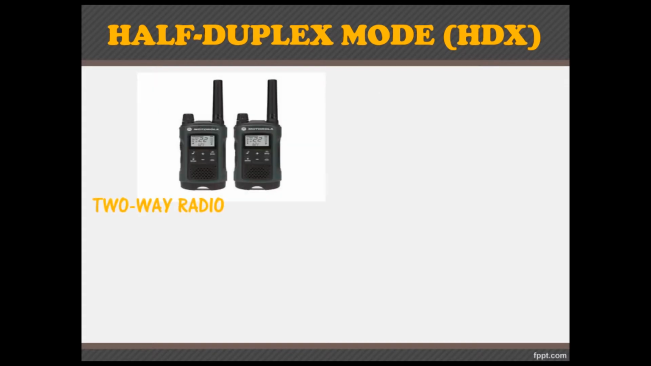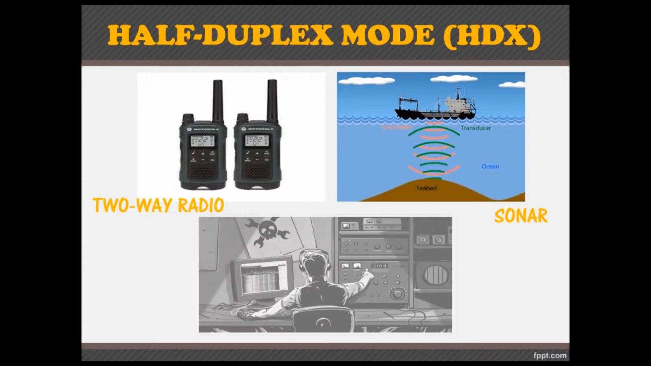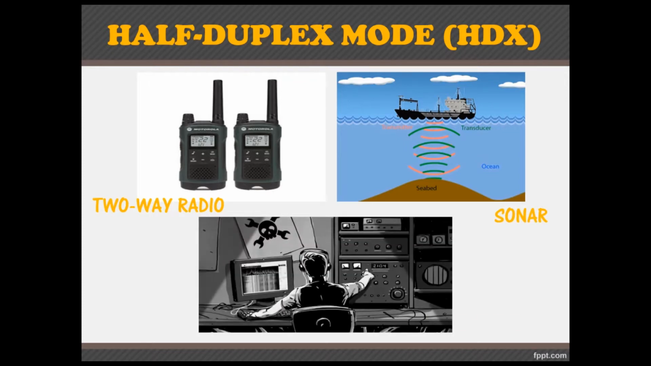A walkie-talkie is an example of a half-duplex mode. A walkie-talkie operates in half-duplex mode. It can only send or receive a transmission at any given time. It cannot do both at the same time, as well as the sonar and amateur radio.